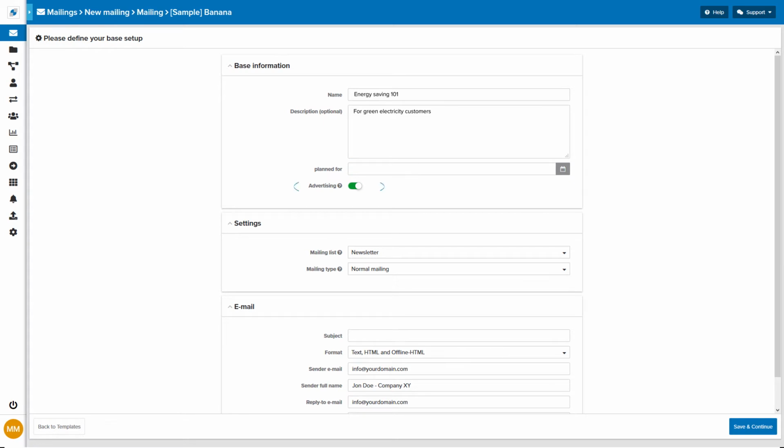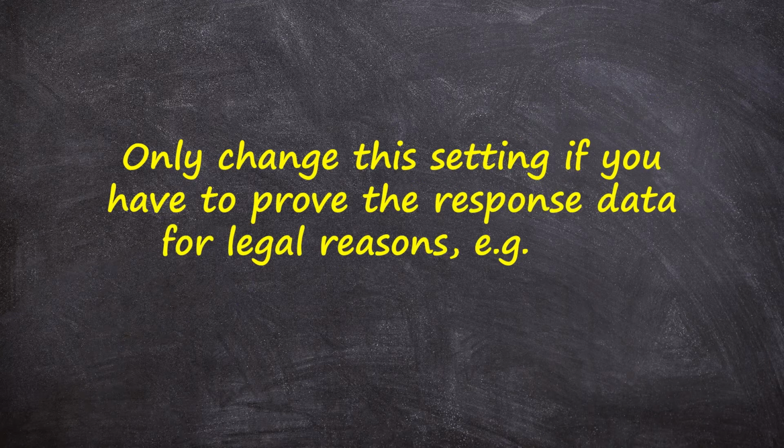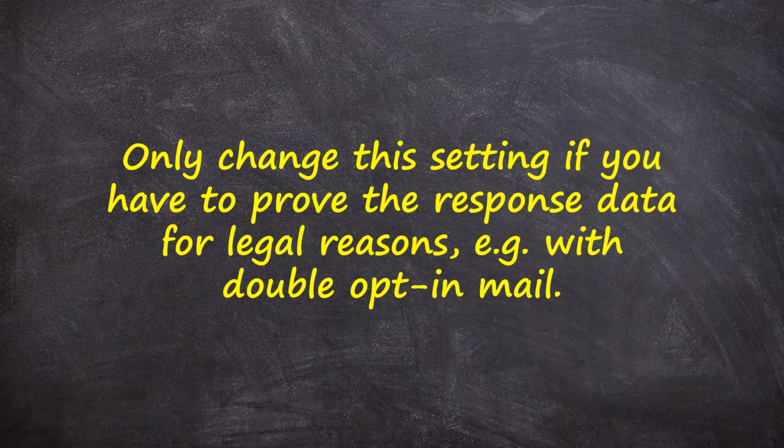The advertising slider is activated by default. It prevents personal response data from being tracked if a recipient has objected to tracking. Important: only change this setting if you have to prove the response data for legal reasons, for instance with double opt-in mail.